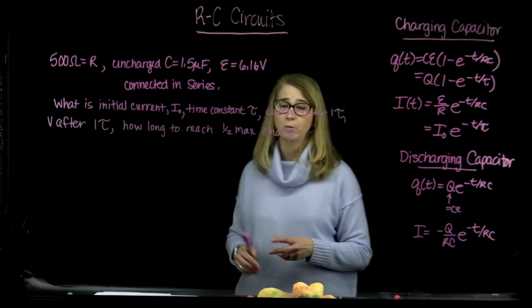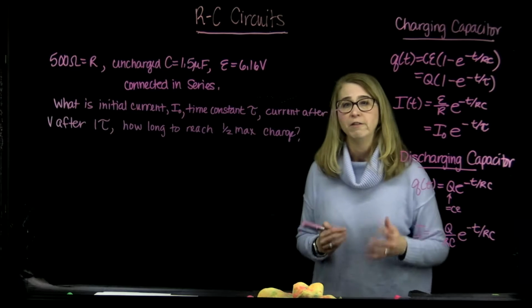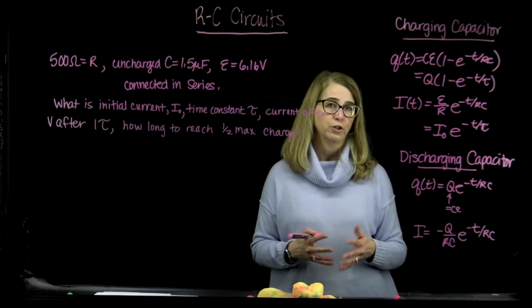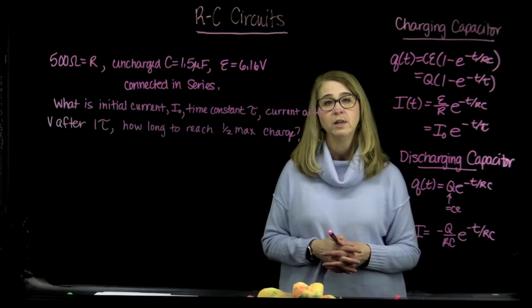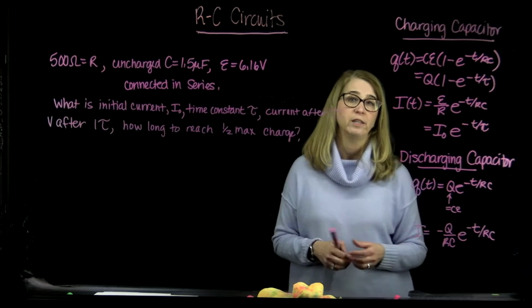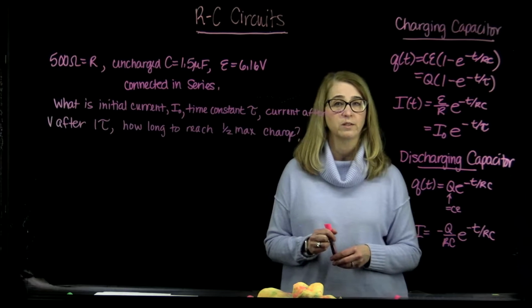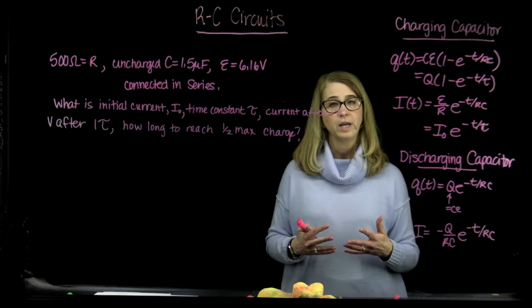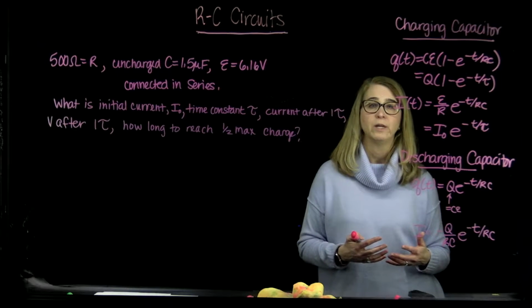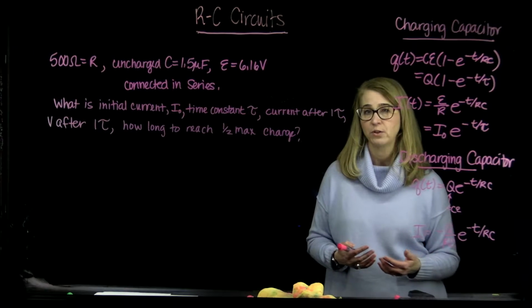So in this particular problem, we have a 500 ohm resistor, an uncharged capacitor with a capacitance of 1.5 microfarads, and an EMF or a battery that has potential of 6.16 volts. We're going to connect them all in series. Because we have the battery, it means that we are actually charging this capacitor.